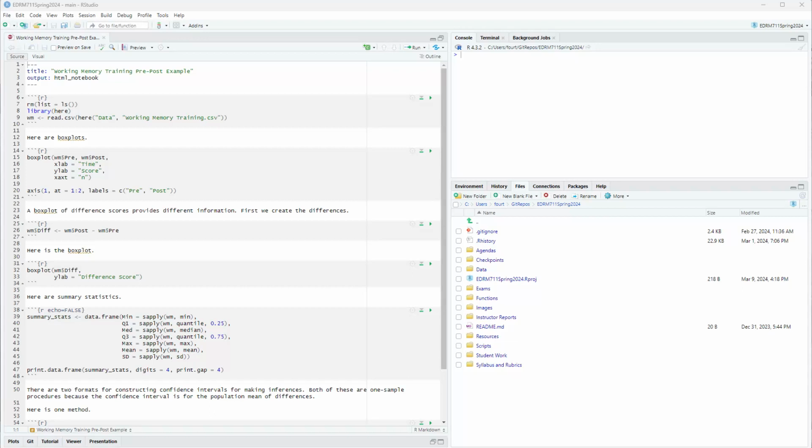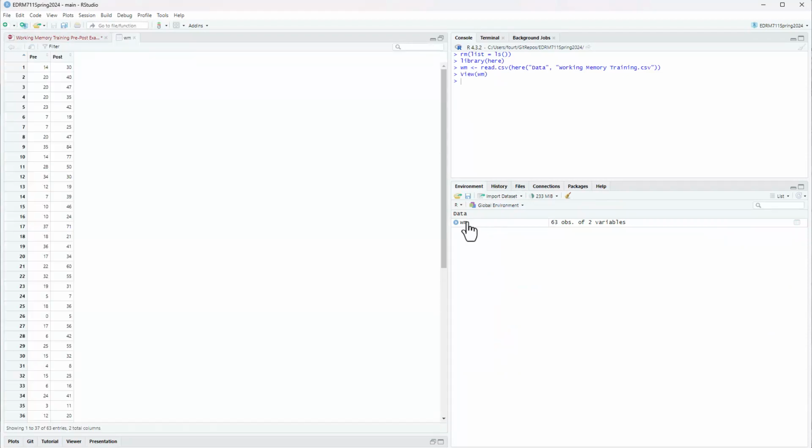So let me go ahead and load in the working memory training mathematics data, and let's take a look at it. I have it here. And we see we have two columns, pre and post. And everything we've done up to this point, the scores have been independent of one another. But here, within a row, those scores are correlated.